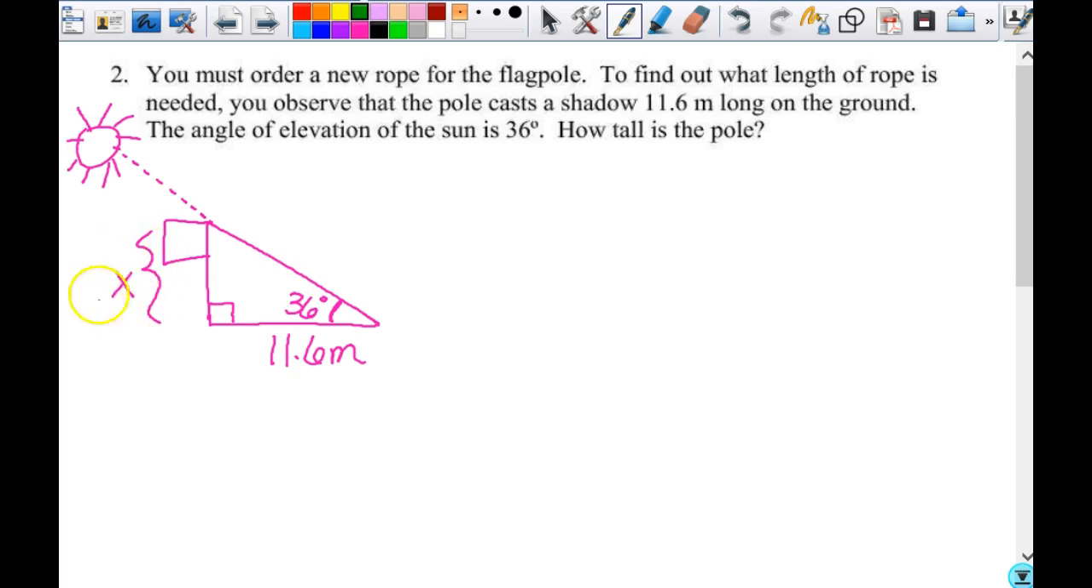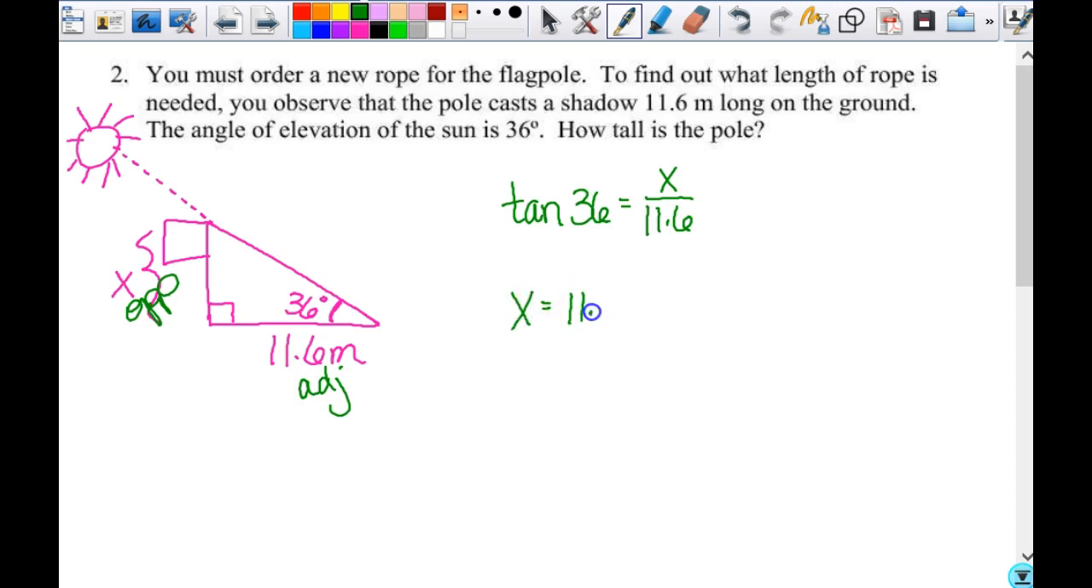So x is what? Opposite, adjacent, or hypotenuse? Opposite. And 11.6 is adjacent. So which trig ratio is this? Tangent. Okay. So if you need to write SOHCAHTOA at the top, do that. Tangent of what? 36. Equals the opposite, which is x, over the adjacent, which is 11.6. So do I switch the x and the tangent of 36? No. In this case, multiply to solve just like I would anything else. And I get x equals 11.6 times the tangent of 36.